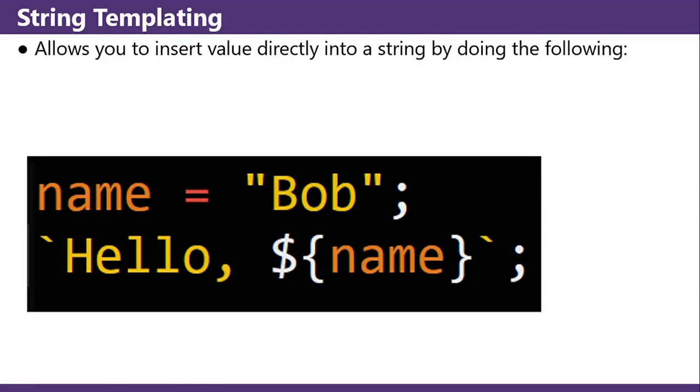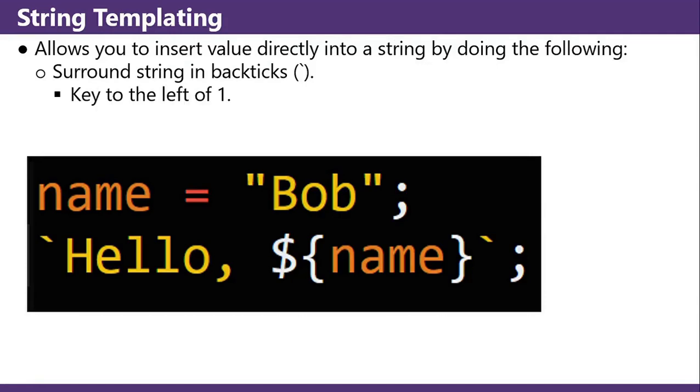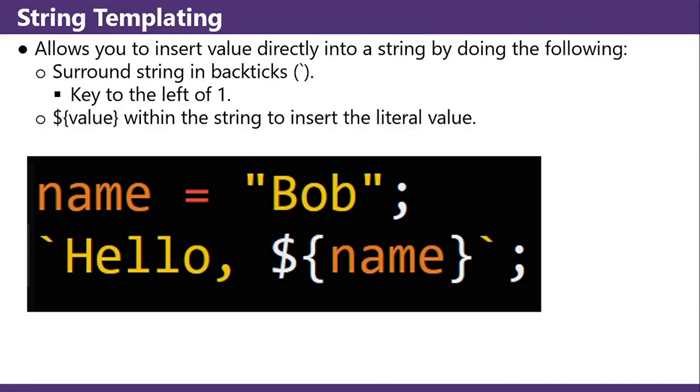String templating allows you to insert values directly into a string by doing the following. Surround the string in backticks, which is the key to the left of the 1, and then you do ${value} within the string to insert the value. So here you have a variable name, the string Bob, and then you can say hello, ${name}, and insert the name directly in there. If you wrote the string with name without doing string template, it would say hello name and not the actual value of the variable.